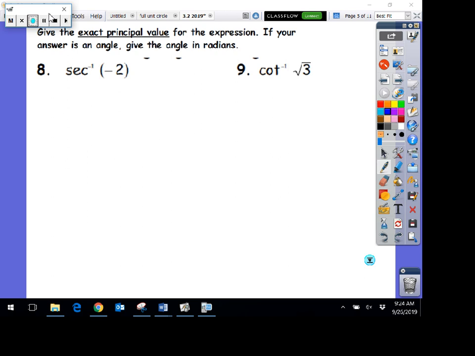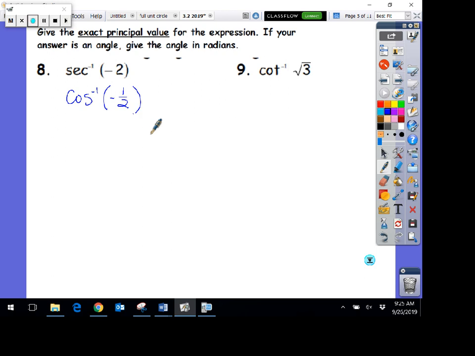All right, so the inverse secant of -2. For inverse secant and inverse cosecant, even on the non-calculator, I would change that to the inverse cosine of the reciprocal. The reciprocal of -2 is -1/2.